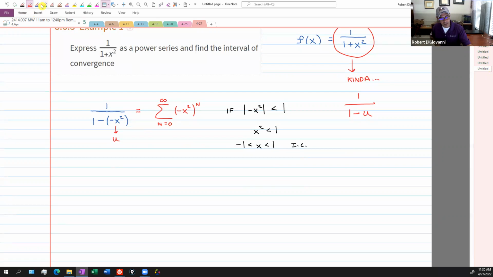Okay, let me continue here. I want to continue and just write down what this is. Let's just write this sum out. If n is 0, we get 1, right? Now let's plug in 1 for n. So I'm going to say plus, what happens if I plug in 1 for n? I get negative x squared to the first power. Now let's plug in 2. So if I do that, I'll get negative x squared to the second power. Then I plug in 3, negative x squared to the third power. Plus, let's do one more, negative x squared to the fourth power, plus dot, dot, dot.